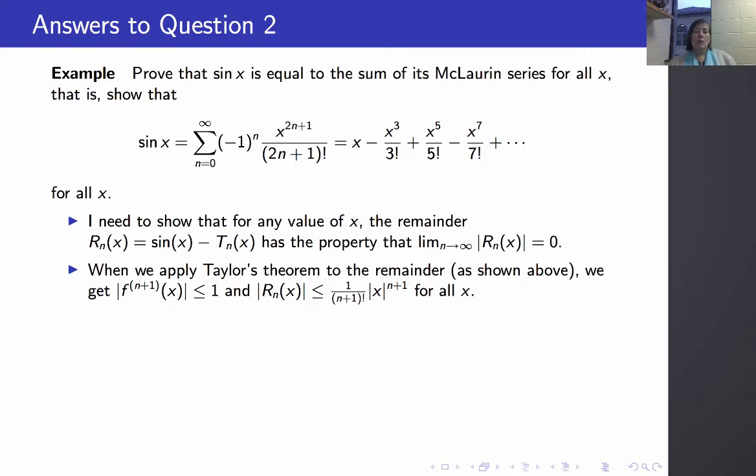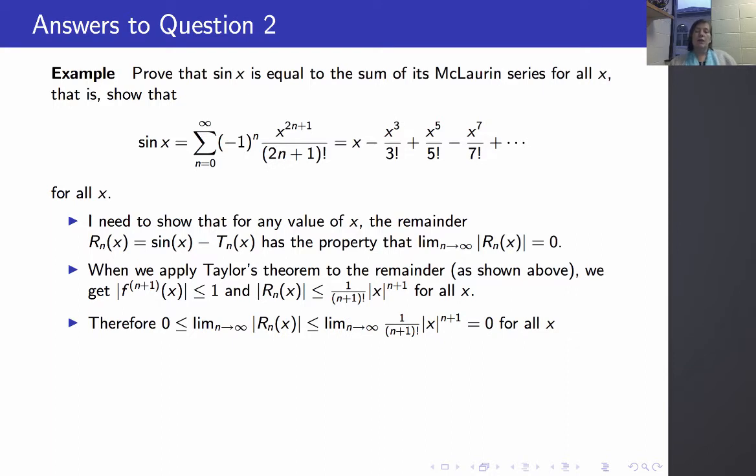Well, remember that we saw there was an upper bound on the absolute value of the derivatives of sine of x. They're all less than or equal to 1. So no matter what n is, the absolute value of the n plus 1th derivative at x is less than or equal to 1. And Taylor's theorem tells us that the absolute value of this nth remainder must be less than or equal to the absolute value of x to the n plus 1 over n plus 1 factorial, no matter what x is.